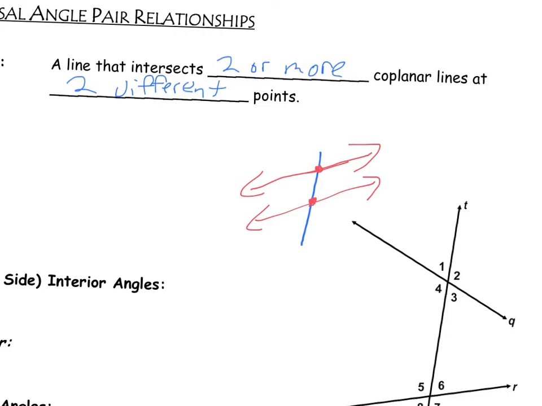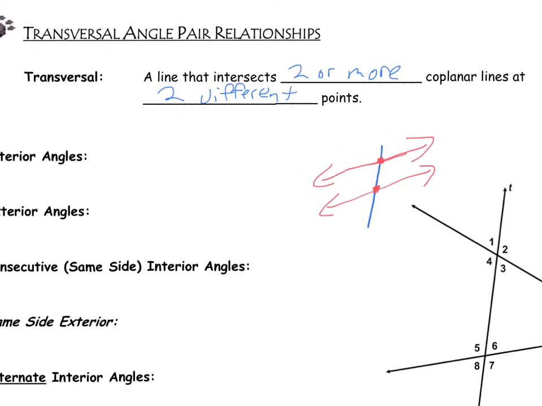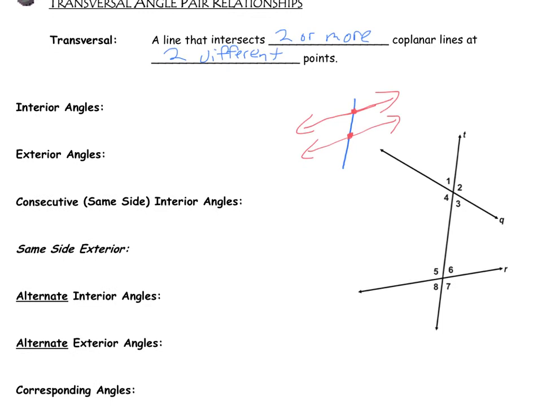Okay, we have a few definitions that we're going to be looking at, and we're going to relate them to this diagram that we have over here to the right. When we're talking about interior angles, we're talking about the angles that are in between the lines.